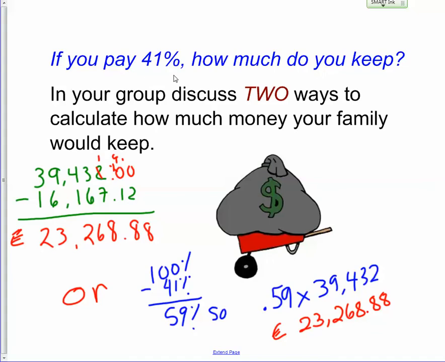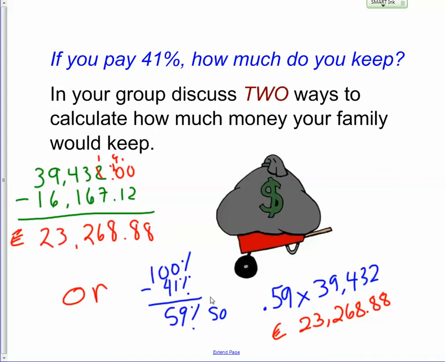So if you pay 41%, how much money do you get to keep? In your group, I had you figure out 2 different ways to calculate how much your family would keep. And all of you figured this out. One way is to take your yearly income and subtract the 16,167 euro and 12 cents, and this is how much you'd get to keep.